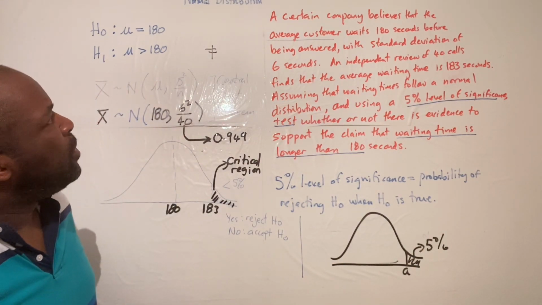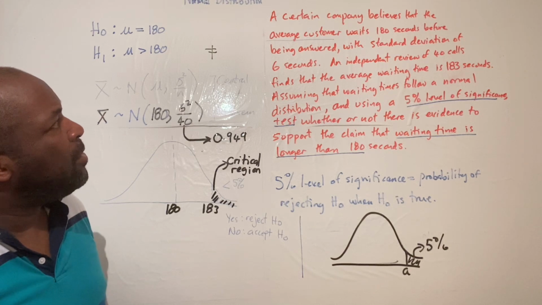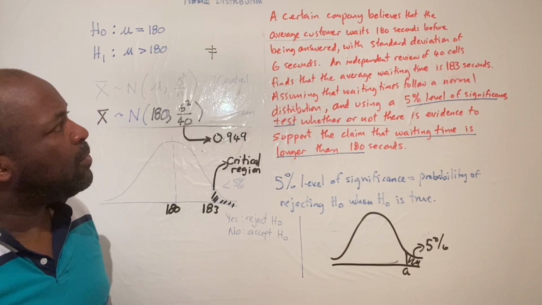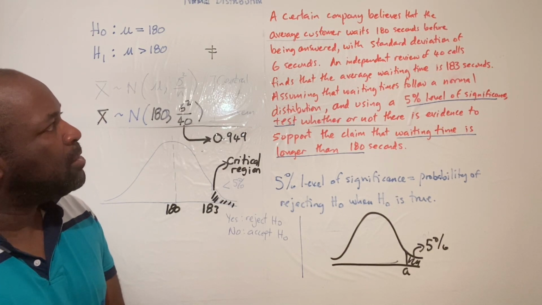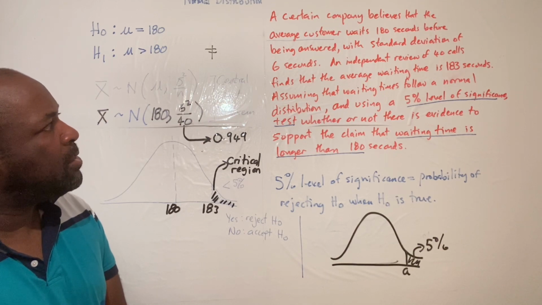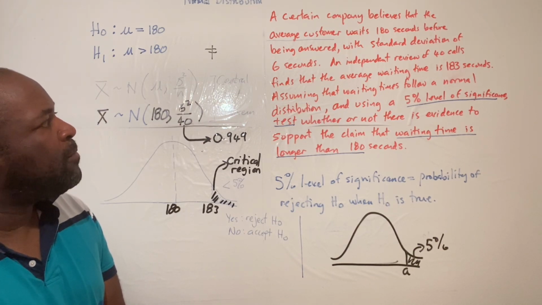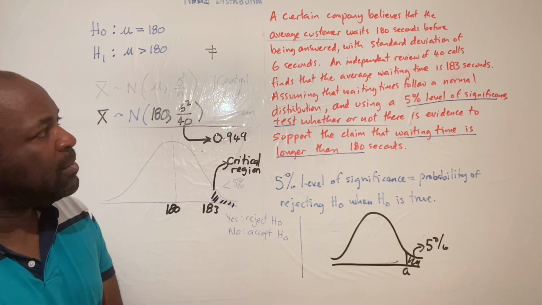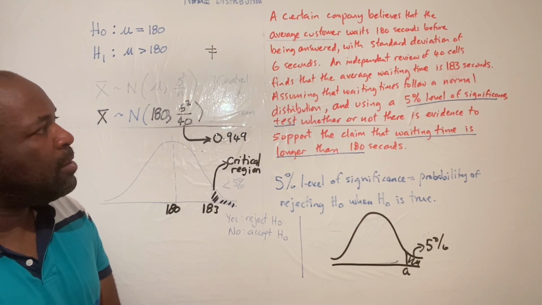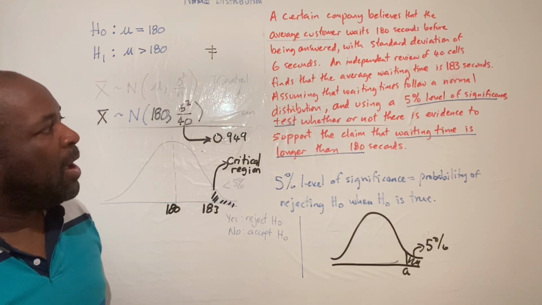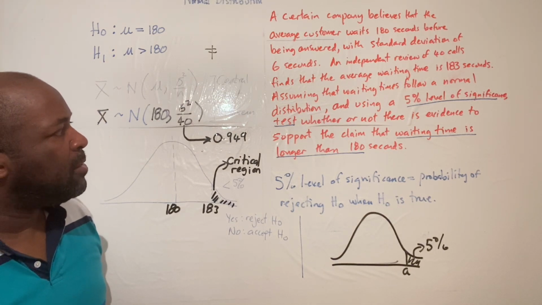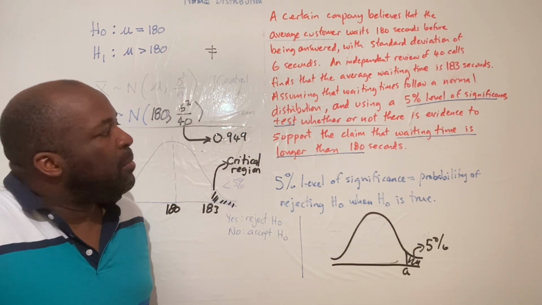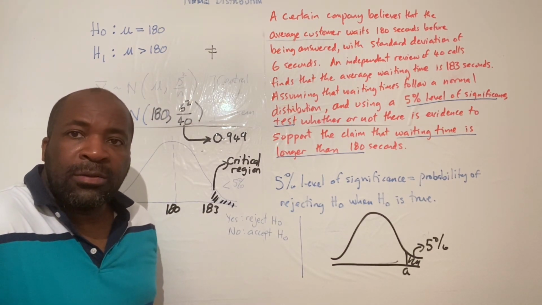So in this question, we're told that a certain company believes that the average customer waits for 180 seconds before being answered, with standard deviation 6 seconds. An independent review of 40 calls finds that the average waiting time is 183 seconds. Assuming that waiting time follows a normal distribution and using a 5% level of significance, test whether or not there is evidence to support the claim that waiting time is longer than 180 seconds.